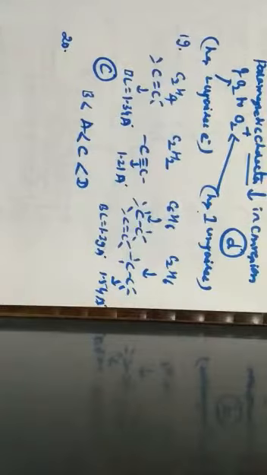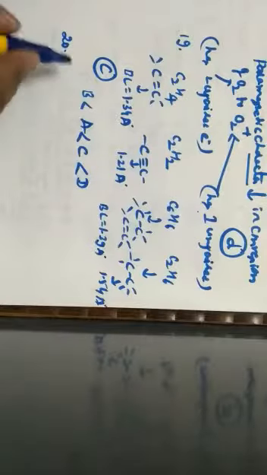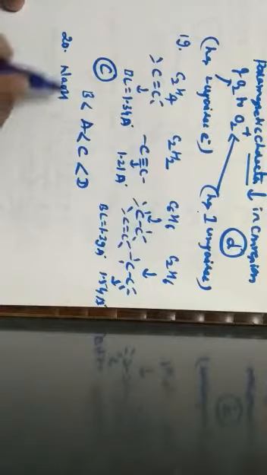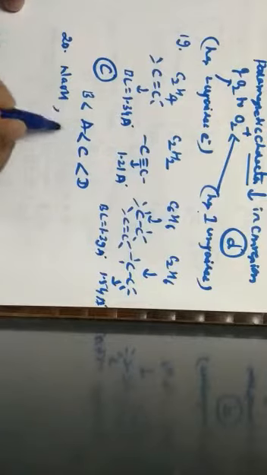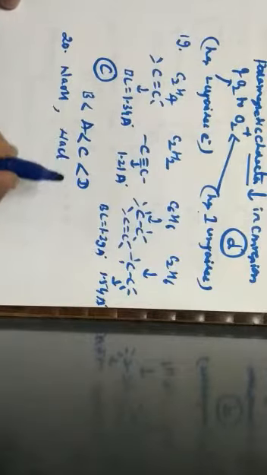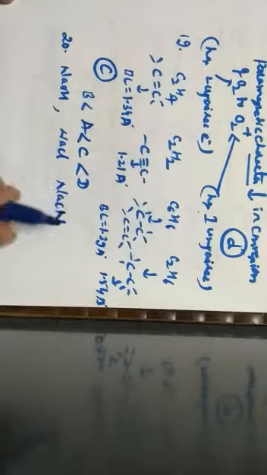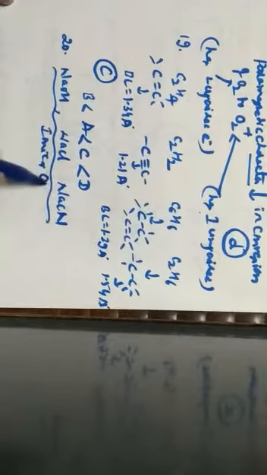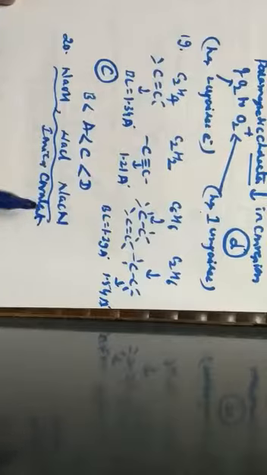When it comes to question number 20, it is asked which one of the following contains ionic, covalent, and coordinate bonds. When we discuss NaOH, NaOH has ionic as well as covalent bonds. NaCl also has ionic and covalent bonds. NaCN also has ionic and covalent bonds. So these three have ionic bonds as well as covalent bonds.